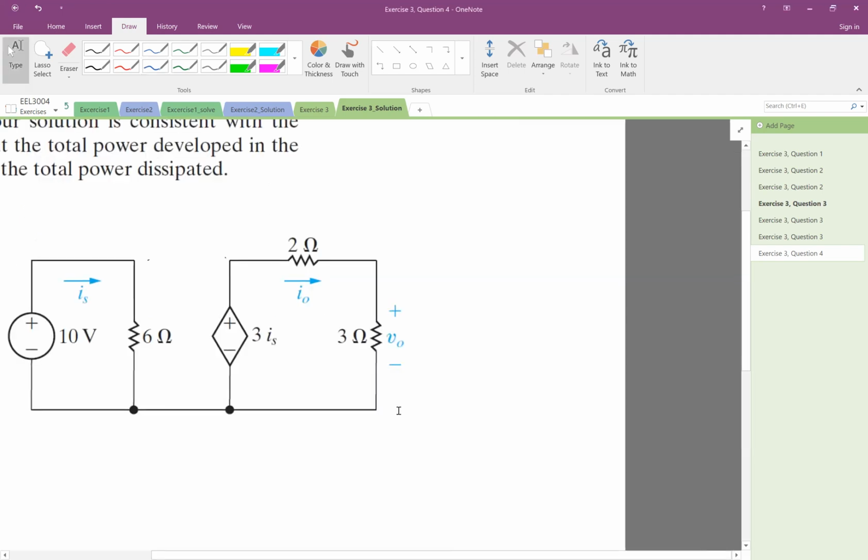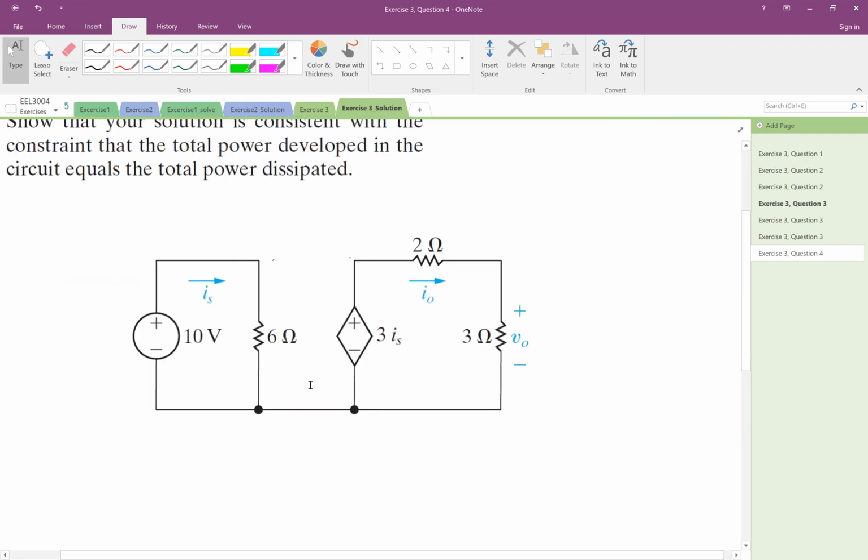As you can see, this circuit has an independent voltage source, but there's a dependent voltage source as well. There's a voltage source which depends on current, which is this IS. Therefore, to find VO in this loop, I need to know this voltage, and that voltage depends on IS. So let's first find IS, and that's just a simple circuit.